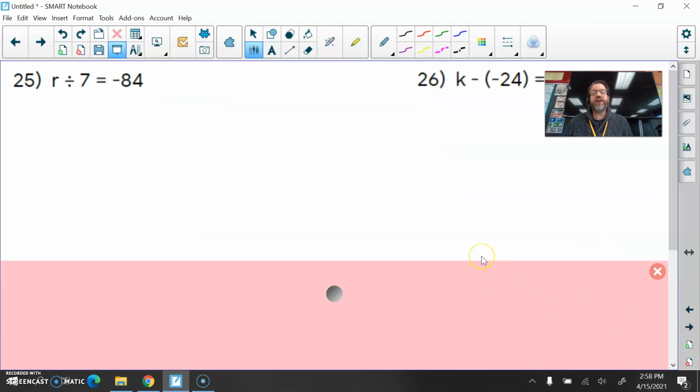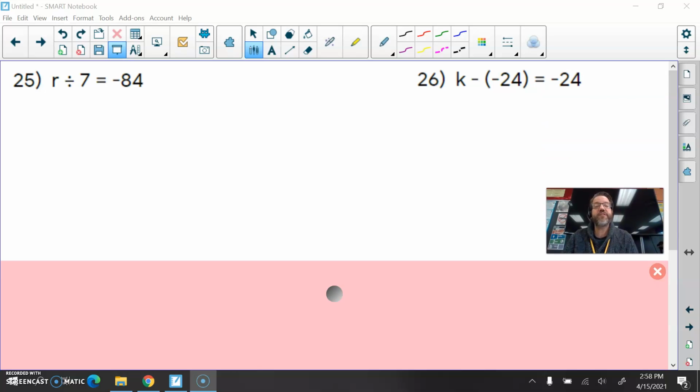All right, now starting on 25 up through 28, we're solving equations that have some integers in them, sometimes negatives, sometimes negative integers. So let's take a look here at number 25. R divided by 7 equals negative 84. I want to solve for R. I want R to be by itself. That's called isolating that variable, getting it to be by itself.